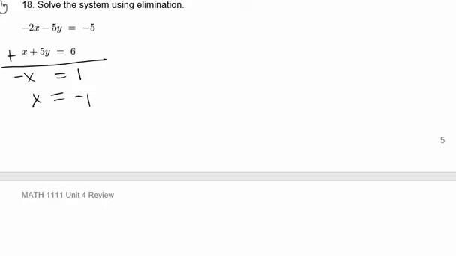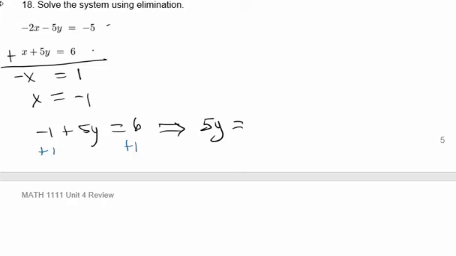Okay, now we're going to take this x and substitute it into one of the given equations. So I'll choose the second one. Negative 1 plus 5y equals 6. Add 1 to both sides.